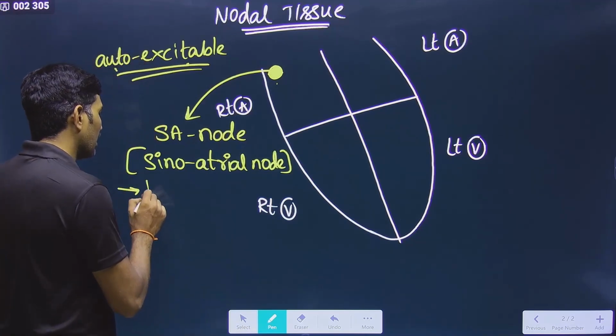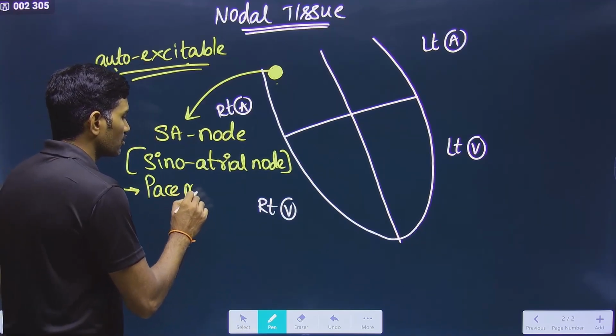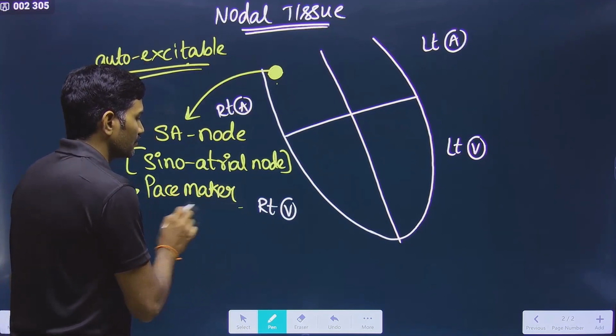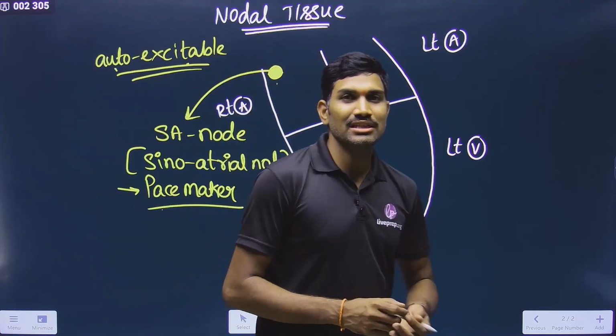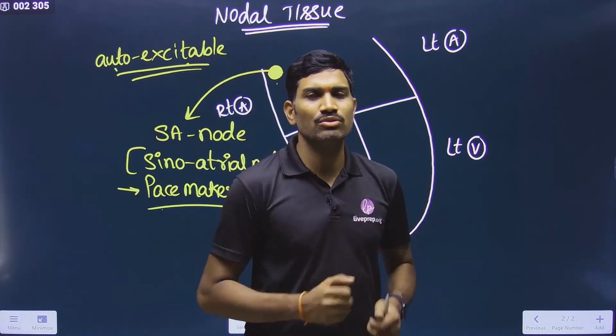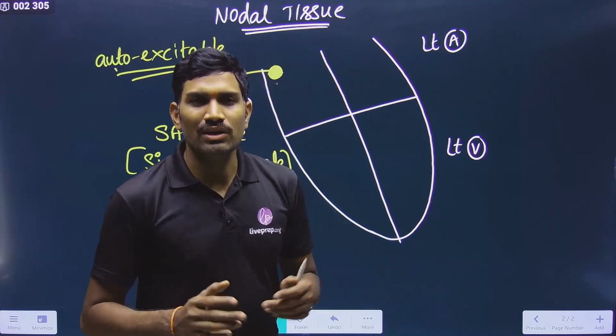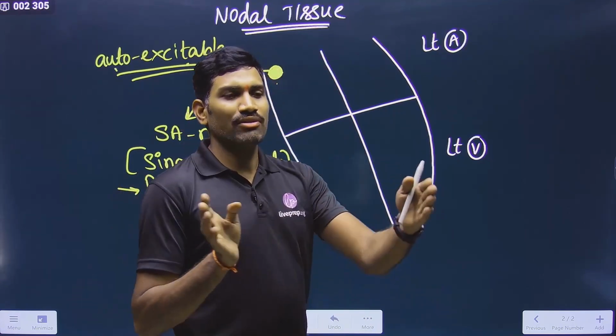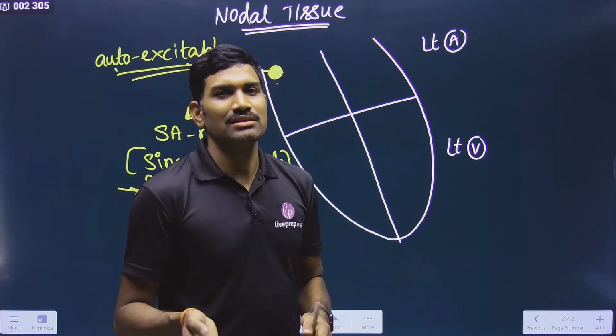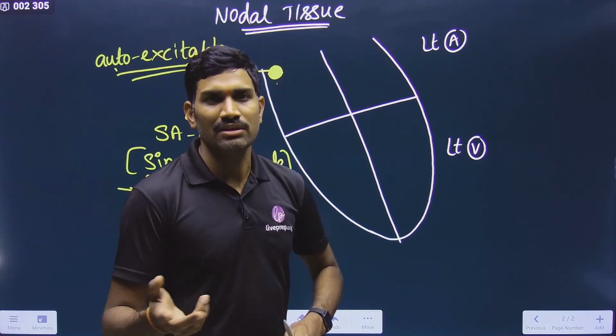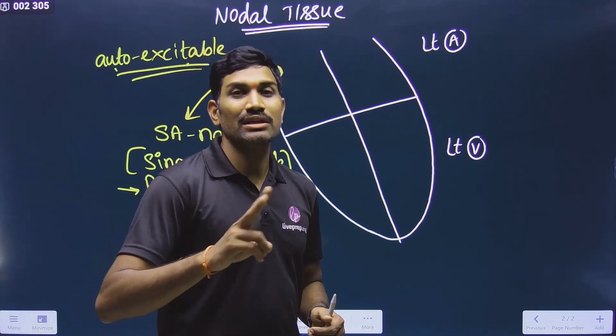And this is also called a pacemaker. Why is it called a pacemaker? There is a pace. What is the pace? Suppose you are going for a run. How will you calculate the pace? For 1 kilometer, what is the time you are taking? Or in 1 minute, what is the distance you are running? Based on that, you talk about the pace, right?